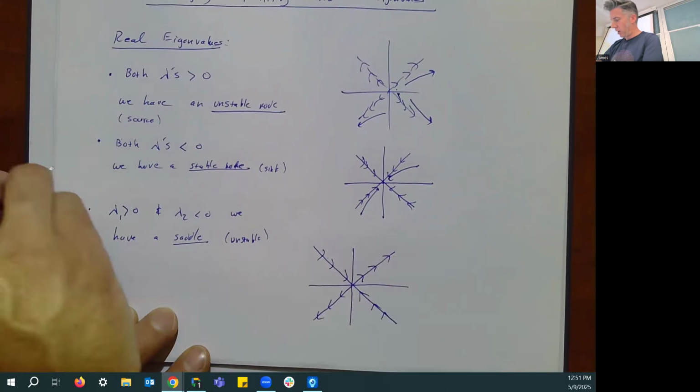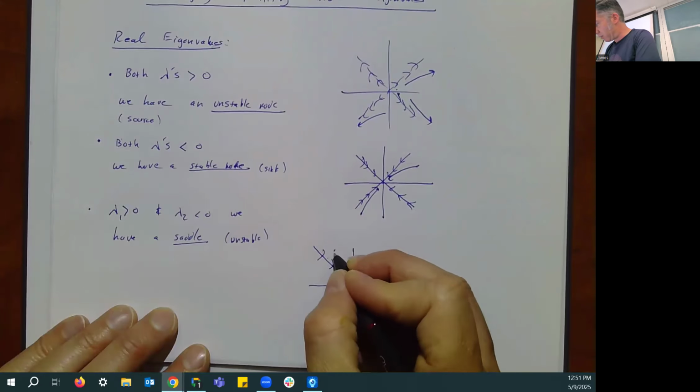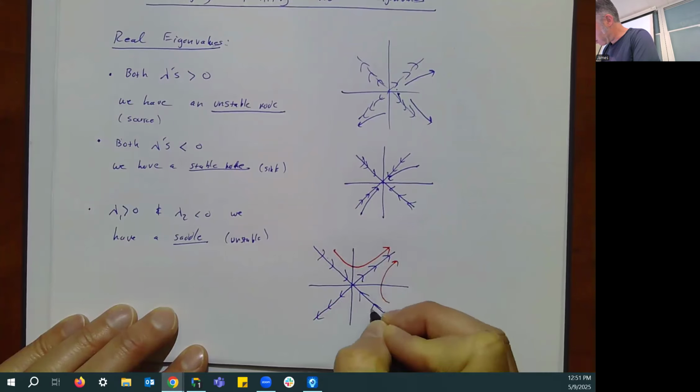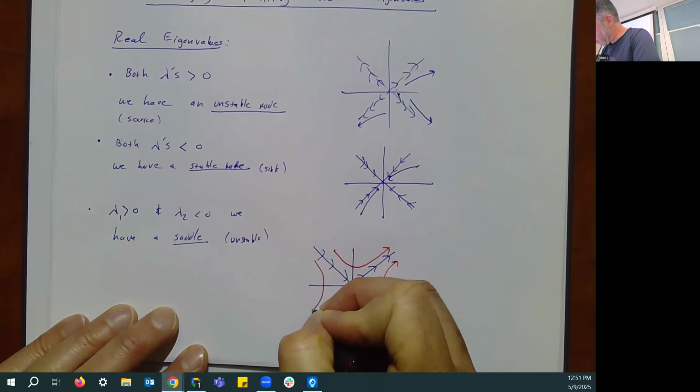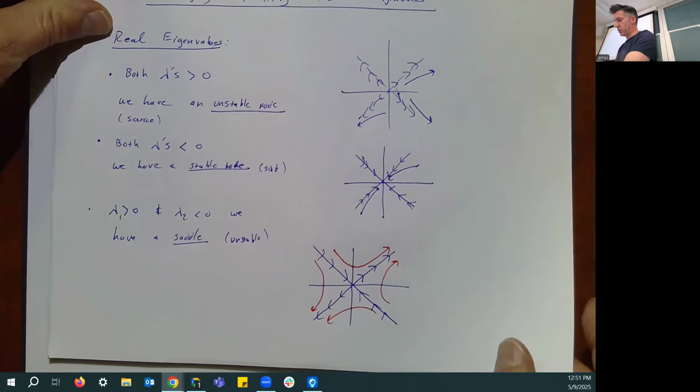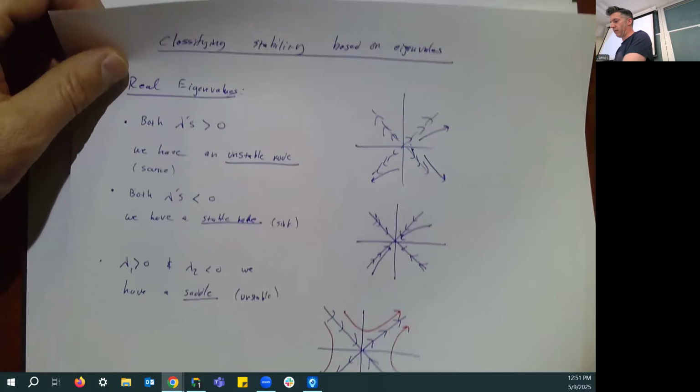And if you start anywhere else, like here, you end up going something like that, or something like that. And then we have classifications for complex eigenvalues.